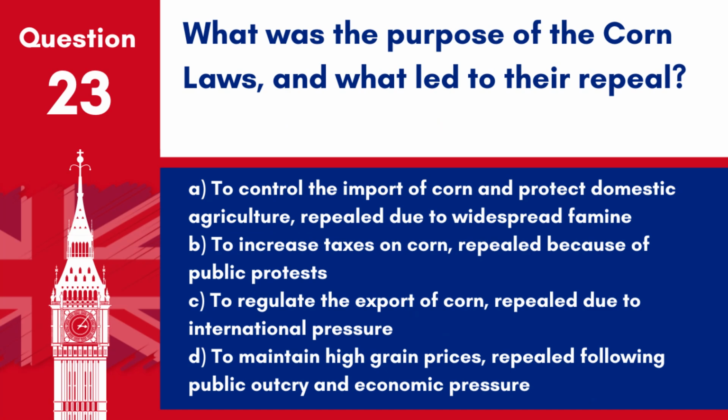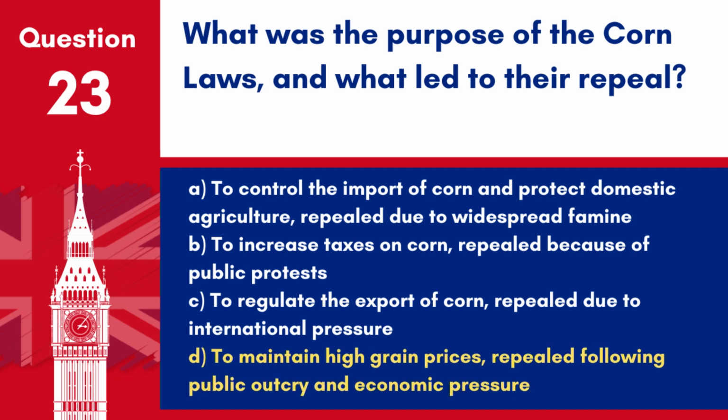Question 23. What was the purpose of the Corn Laws, and what led to their repeal? A. To control the import of corn and protect domestic agriculture, repealed due to widespread famine. B. To increase taxes on corn, repealed because of public protests. C. To regulate the export of corn, repealed due to international pressure. D. To maintain high grain prices, repealed following public outcry and economic pressure.